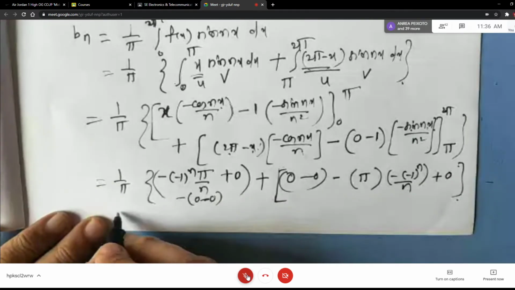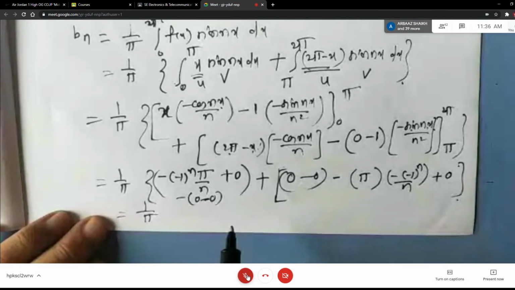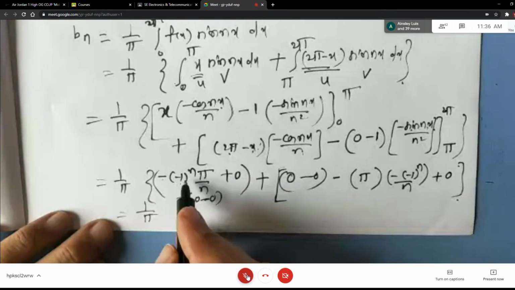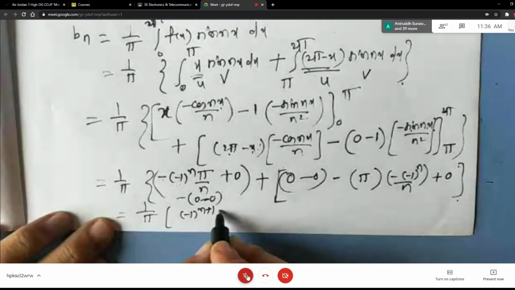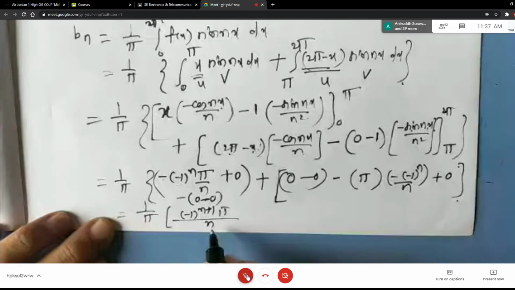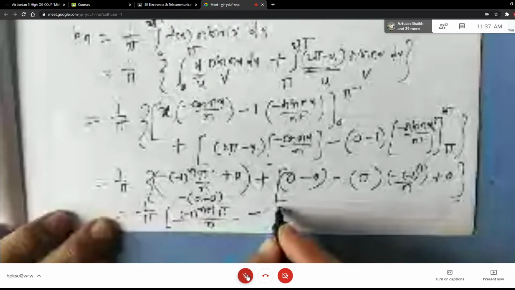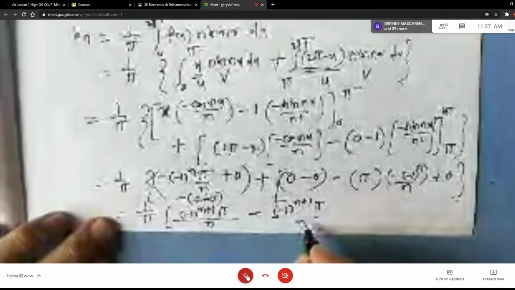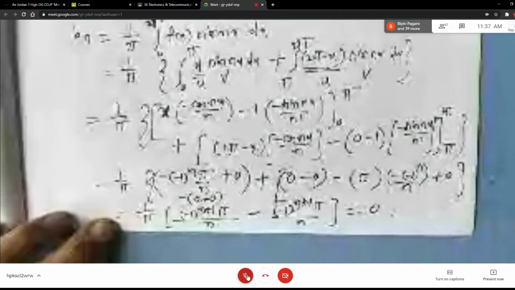So what you get basically is 1 by pi. This is minus of minus 1 raised to n. So I can write it as minus 1 raised to n plus 1, right? Pi divided by n. And this is minus 1 raised to n plus 1 pi divided by n. So these two terms are same. So Bn is equal to 0.